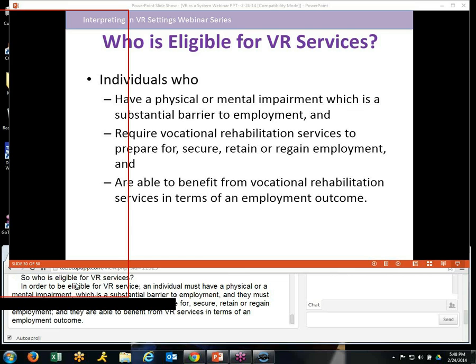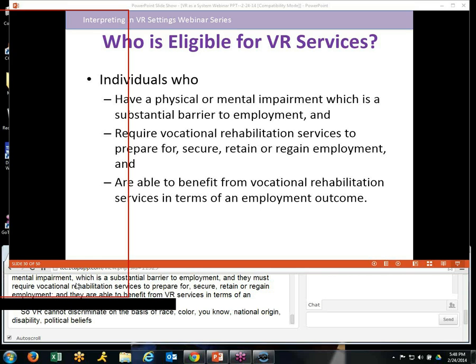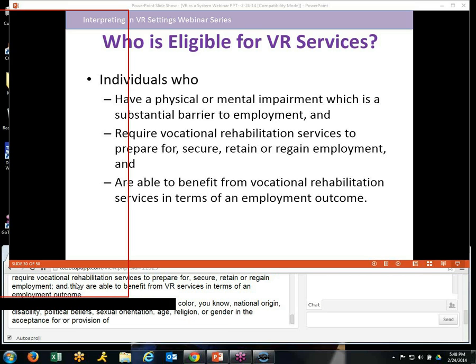So VR cannot discriminate on the basis of race, color, national origin, disability, political beliefs, sexual orientation, age, religion, or gender in the acceptance for or provision of services, employment, or treatment in its educational and other program activities.